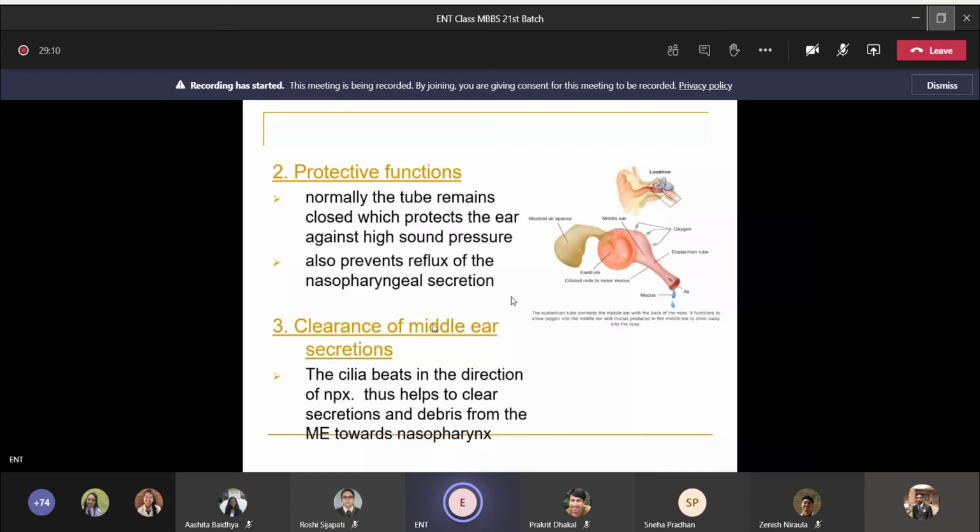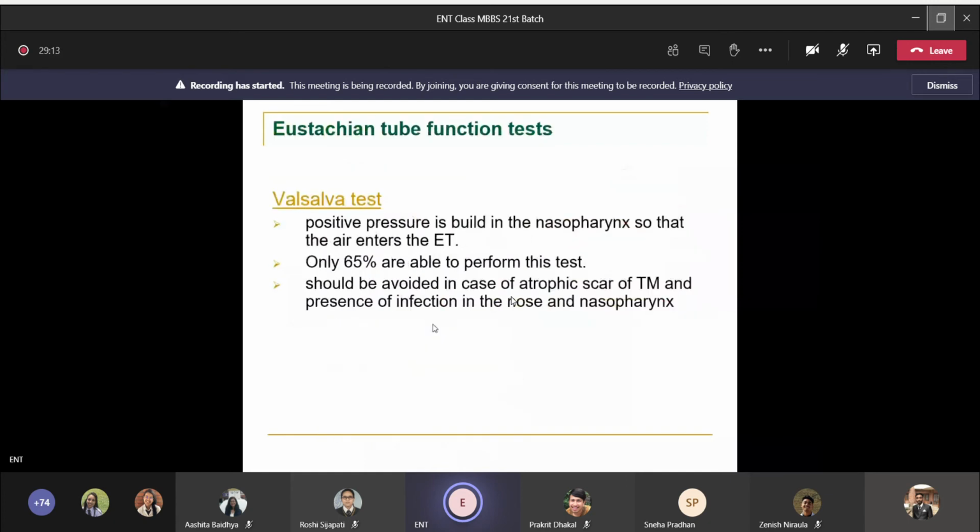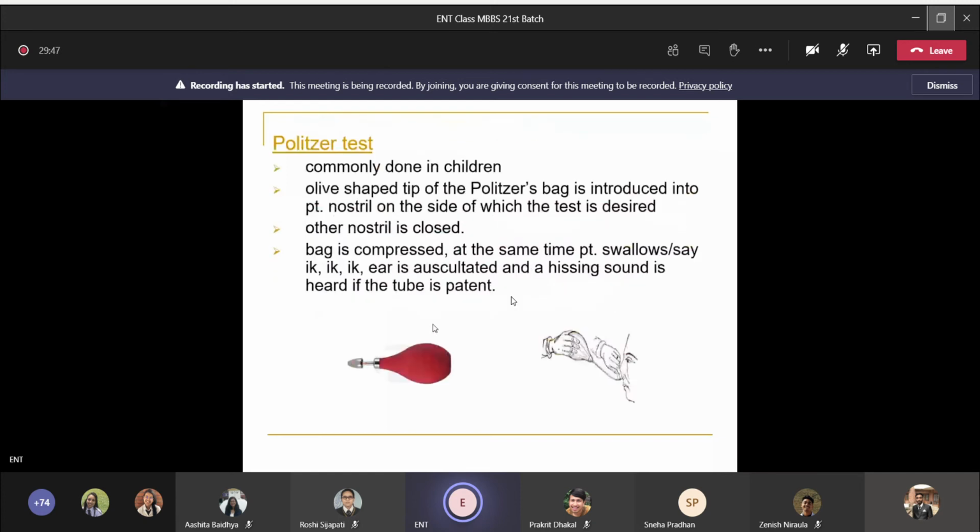Now, how do you assess the function of the eustachian tube? How do you know that a patient has eustachian tube disorder? The first test done in the OPD setting is the Valsalva test. Positive pressure is built up in the nasopharynx so that air enters the eustachian tube, by asking the patient to pinch the nose and increase the pressure in the oral cavity. It should be avoided in case of a thin or healed TM. Only 65% of patients are able to perform this test, so it is not 100% reliable.